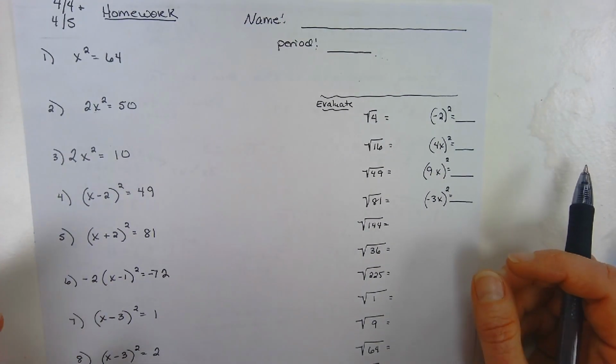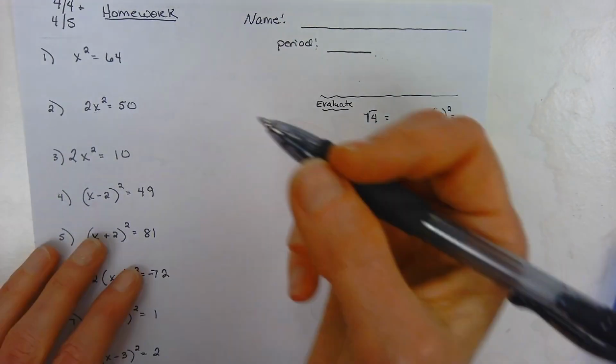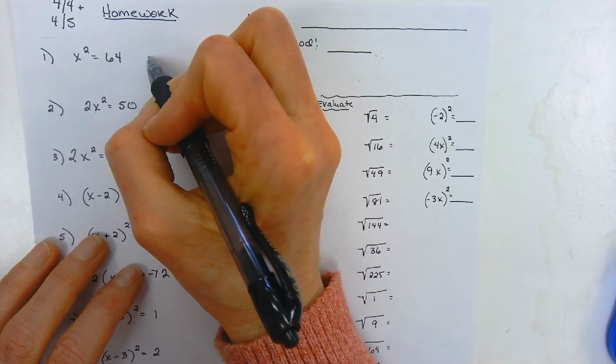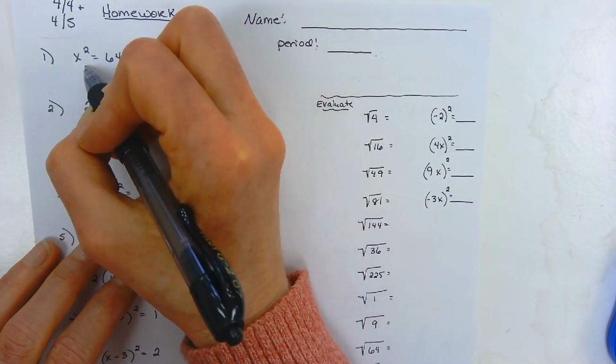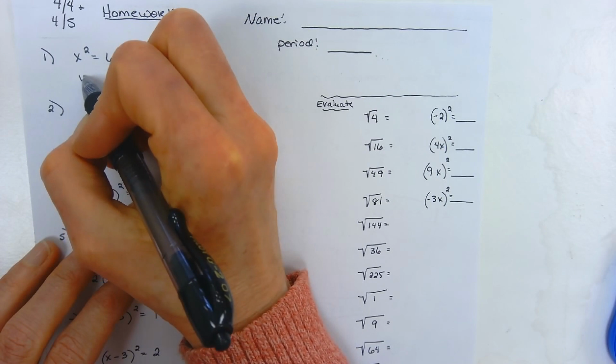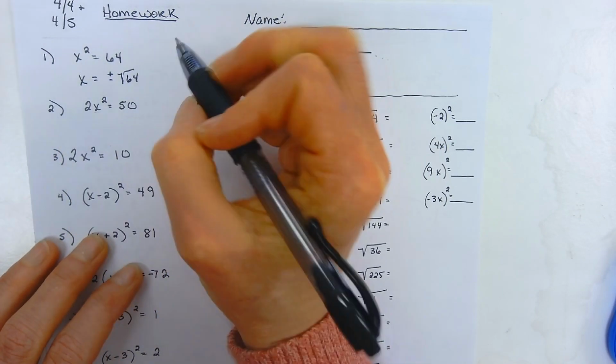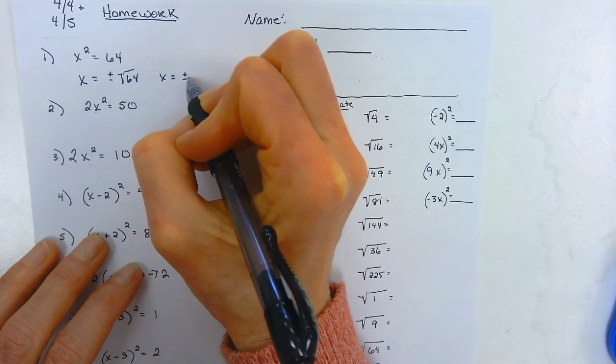Let's just do maybe just a few here. One. I'm going to take the square root of both sides. X equals plus or minus the square root of 64. Well, that's x equals plus or minus 8.